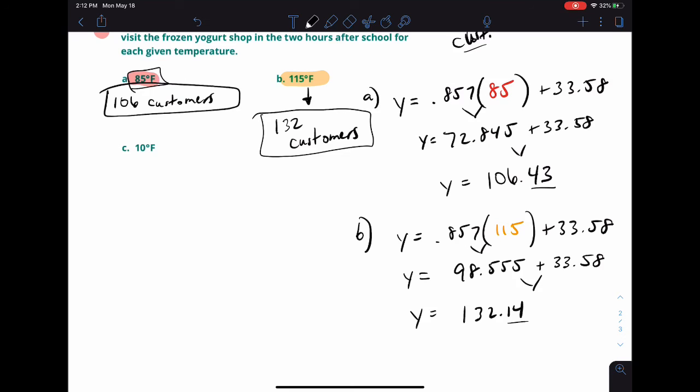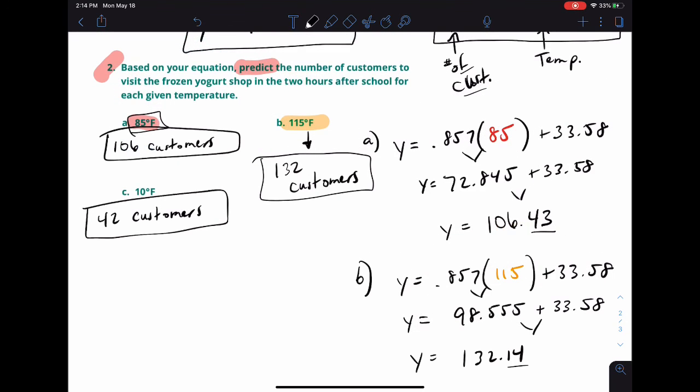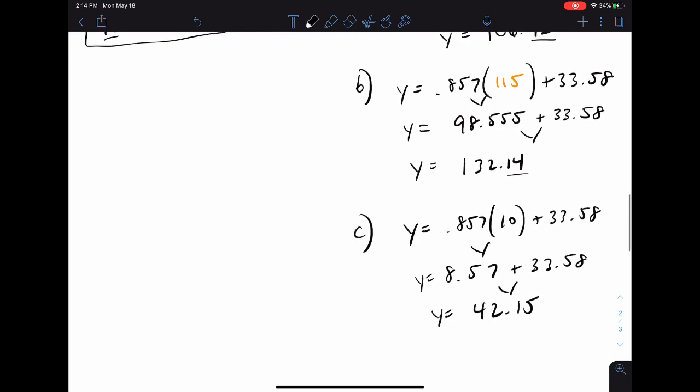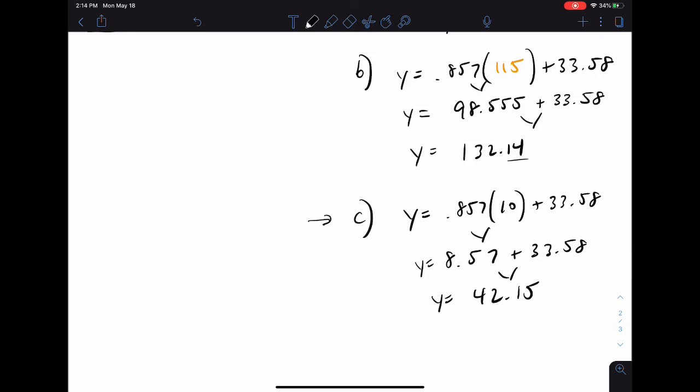Okay, the last one I want you to try on your own, and I'll put the answer on. So pause it right now, and then we'll get the answer. Okay, so for 10 degrees, I would expect 42 customers, the least amount. It's a cold day, so you're not going to expect that many customers at the frozen yogurt shop. Down here is where I got it. I just plugged in 10 for degrees, multiplied, added, and got 42.15.